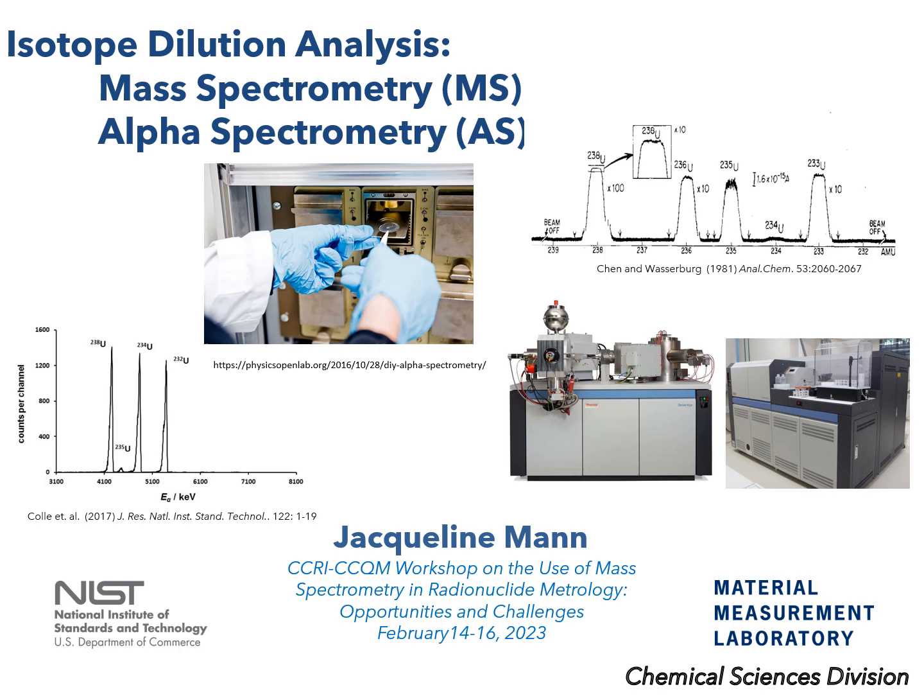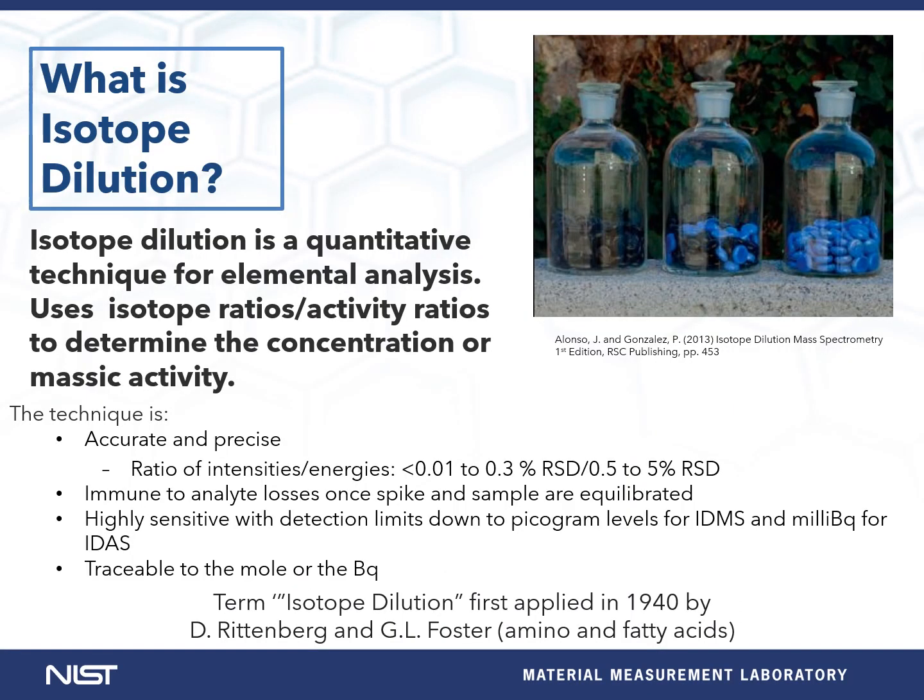This tutorial provides a high-level overview of the isotope dilution mass spectrometry and isotope dilution alpha spectrometry techniques for the determination of concentration or basic activity of chemical constituents in analytical samples. What is isotope dilution? In the simplest terms, isotope dilution is a quantitative technique for elemental analysis that uses isotope ratios or activity ratios to determine the concentration or basic activity of a sample.